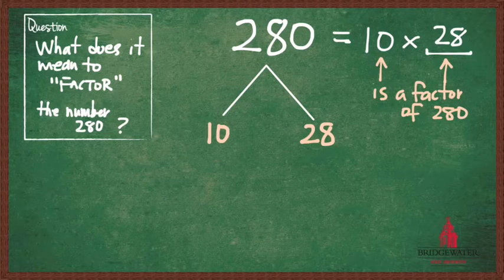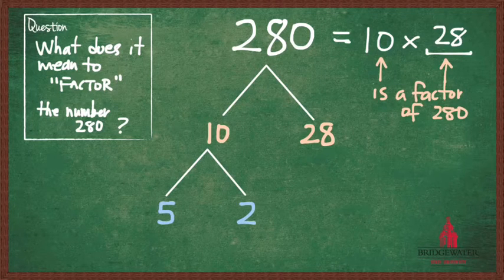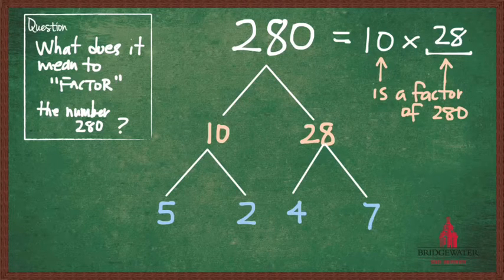Let's look at 10 for starters. How can we factor the number 10? 5 and 2. So I can break 10 into 5 times 2. And again, writing that as a tree because 5 times 2 gives us 10, which is at the top of its branch. How about 28? 4 and 7. So 4 and 7, because 7 times 4 gives us 28.